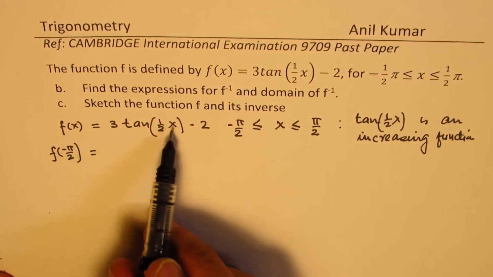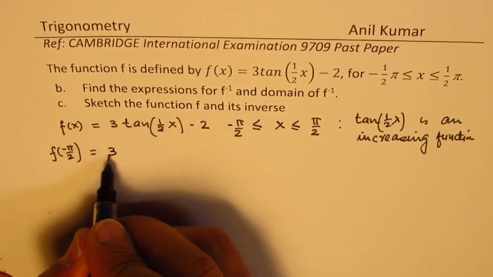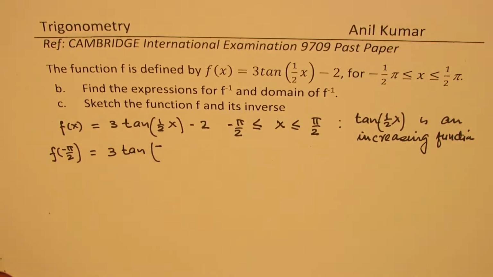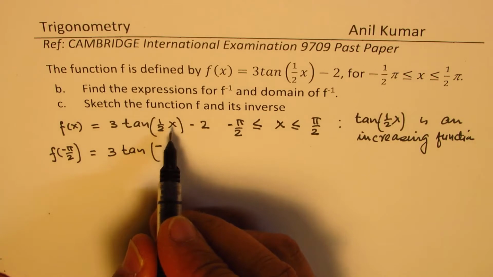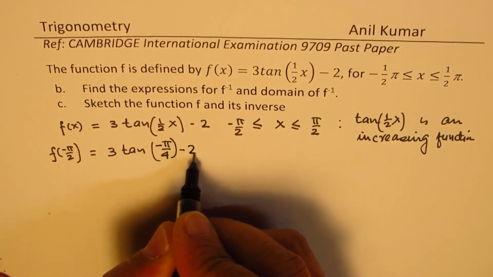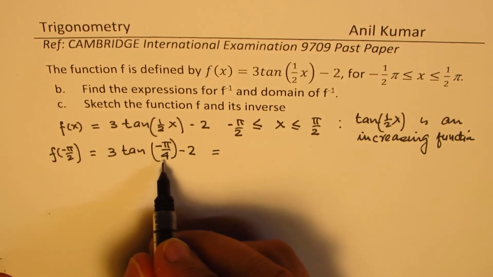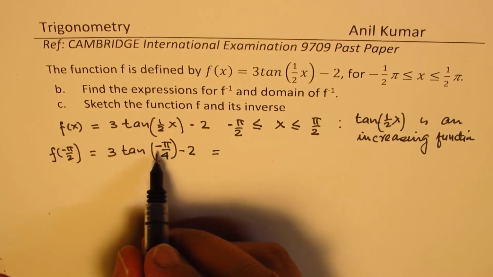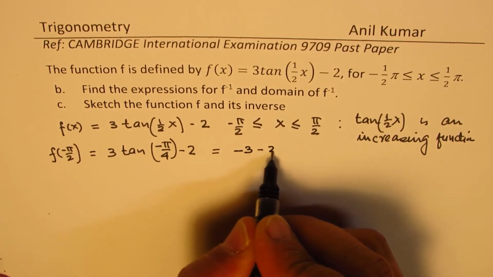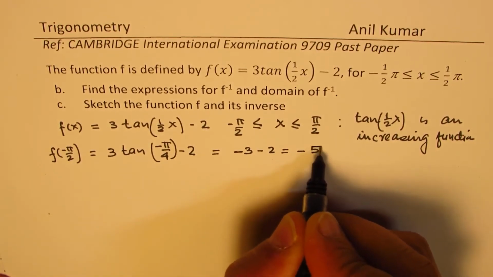So minus pi by 2 will give us 3 times tan of, we get here minus. So if I substitute pi by 2, I get pi by 4 here, correct? Minus 2. Tan pi by 4, as you know, is 1. Minus pi by 4 is minus 1. So we get minus 3 minus 2. That gives you minus 5.